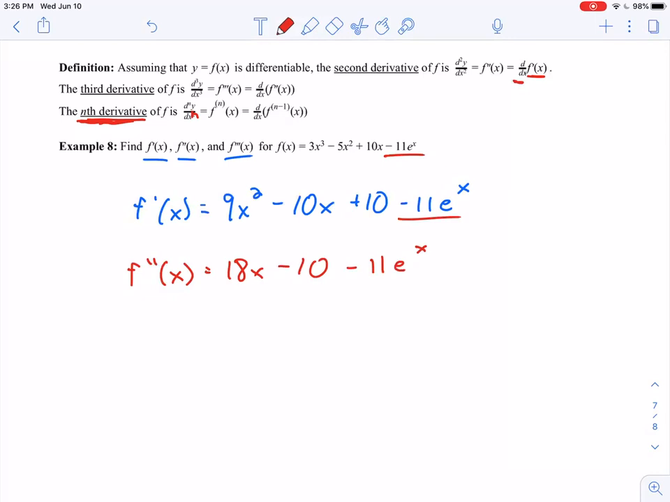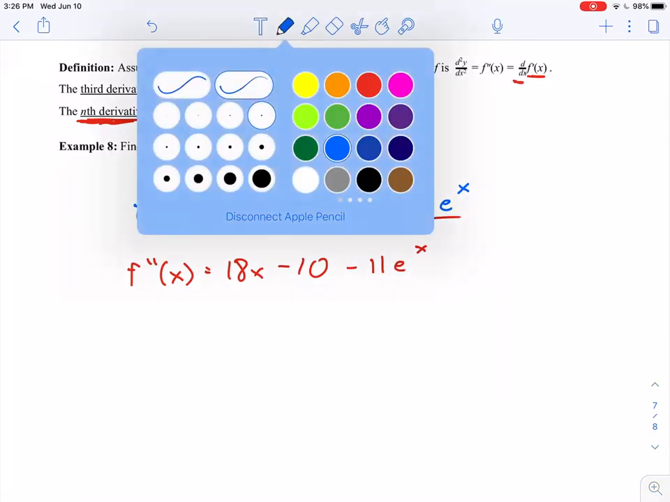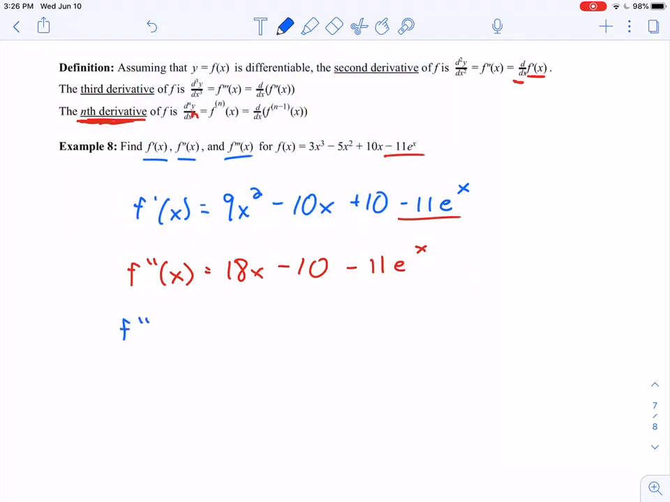There's my second derivative. If I wanted my third derivative, f triple prime of x, let's take the derivative again here. Derivative of 18x, that's just going to be 18. Derivative of negative 10, that's a constant, so that's just 0. And derivative of negative 11e to the x, once again, it's a constant multiple of negative 11 times the derivative of e to the x, which is just e to the x, so minus 11e to the x.